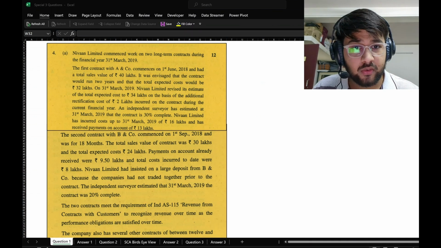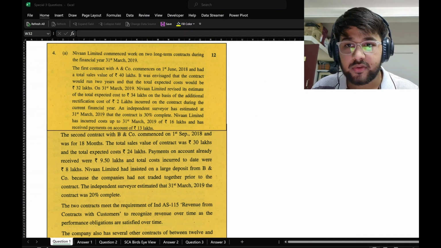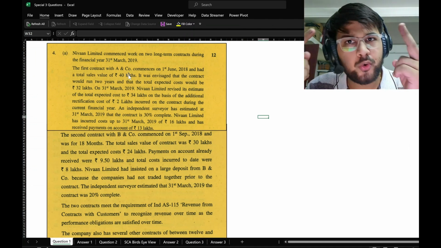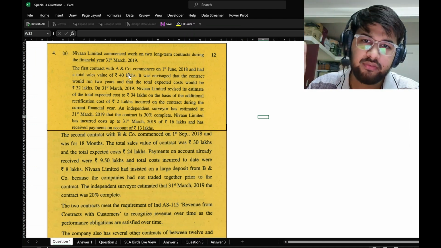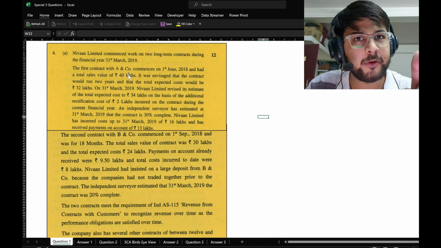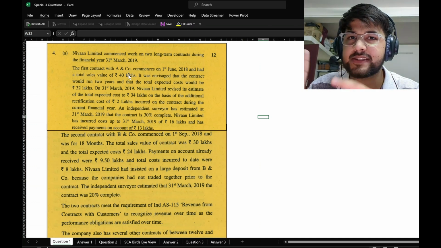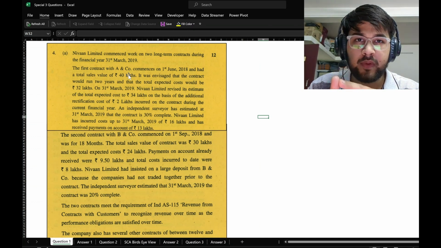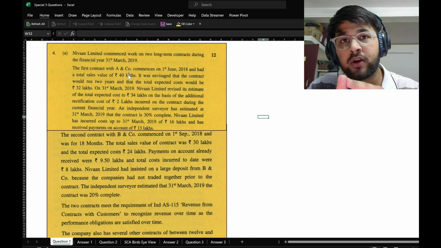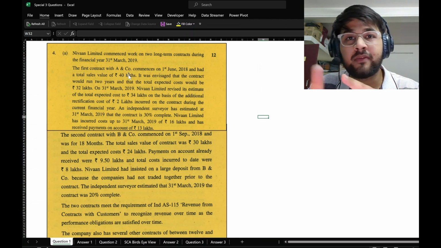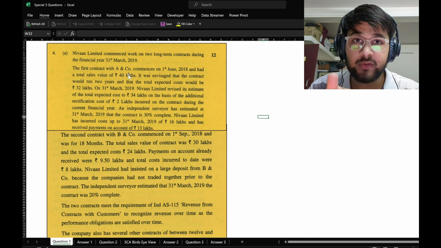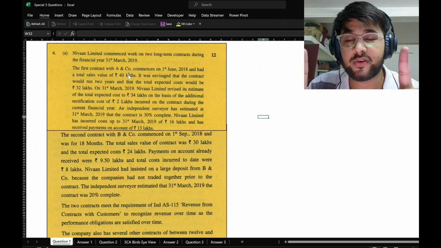I'll just read out the question and explain the gist here. So the question says that N Limited has entered into 2 contracts. First one being with A Limited, the second one being with B Limited. The first contract has, first thing, the total revenue is 40 lakhs. The total cost initially estimated was 32 lakhs, but it was revised to 34 lakhs. So you would be using 34 lakhs as our cost estimate.